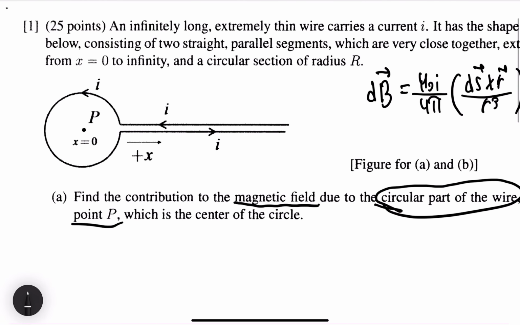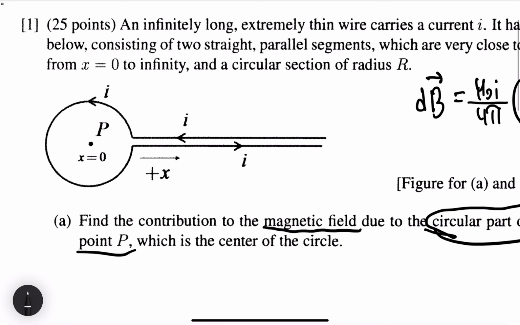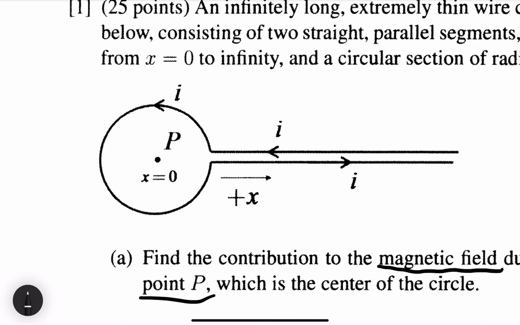So ds is the length, right? Not to get it confused with area. ds goes in the direction of the current. So if I choose this point and say this is ds, r points from where I'm starting to the point of interest. So my r vector will be here.